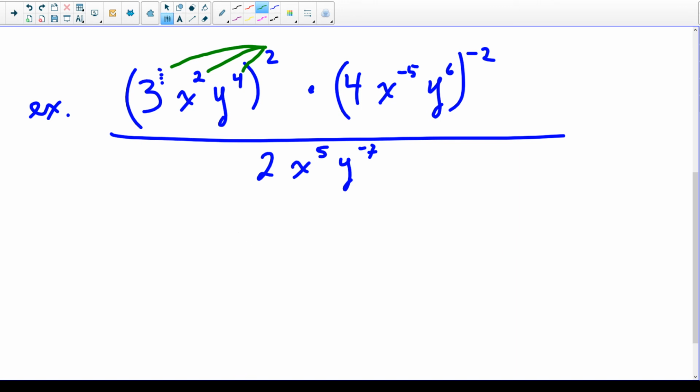But the way I look at it is how many 3's are there if the whole bracket is repeating twice, which is what that outer power means. There has to be 2 3's multiplying. So that becomes 3 to the power of 2.